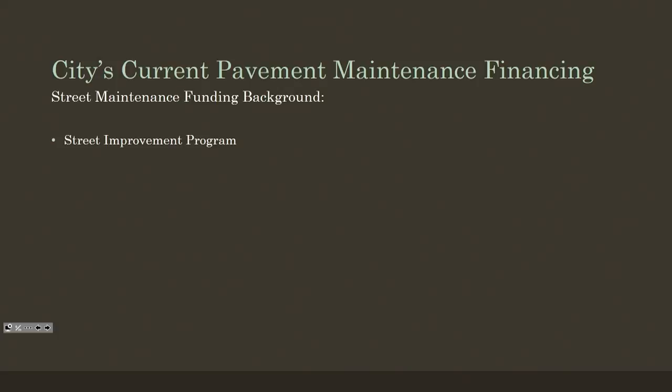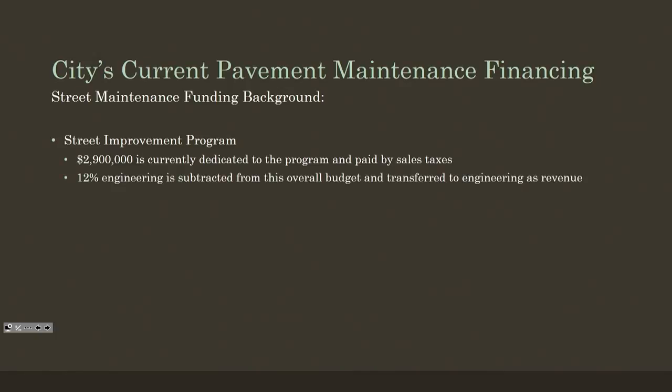Our street improvement program, that's one of the programs that my department manages. Our annual budget is $2.9 million, and like I said, that's paid with sales tax dollars. Again, 12% of that is subtracted from the overall budget, transferred into the department as revenue, and then we have about $2.5 million to use between the street seal project and the street improvement project.